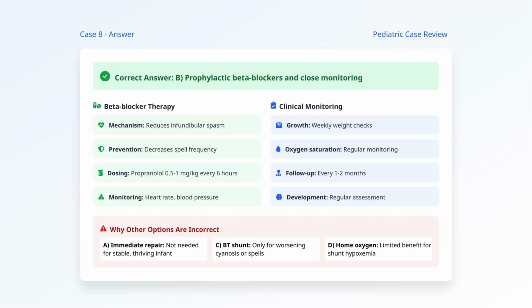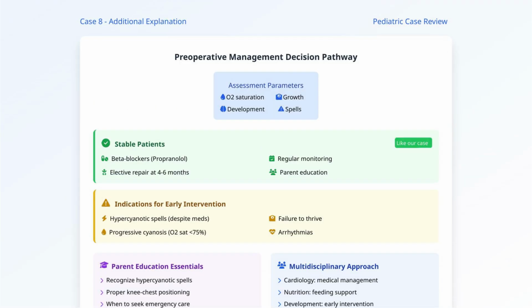Immediate surgical repair is not necessary for clinically stable patients with adequate growth. A palliative Blalock-Taussig shunt would be considered only if the infant develops worsening cyanosis, hypercyanotic spells unresponsive to medical therapy, or failure to thrive. Home oxygen therapy has limited benefit in TOF as the hypoxemia results from right-to-left shunting rather than primary lung disease.